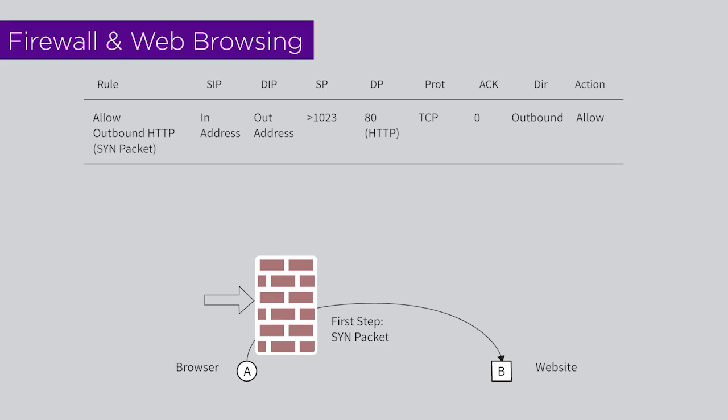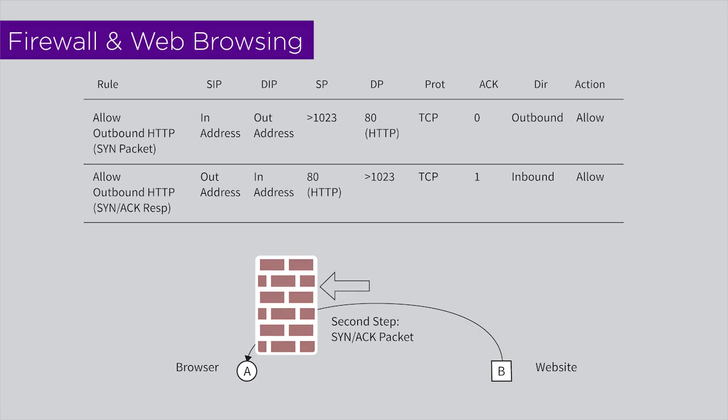Source port greater than 1023, that means it's a client. Destination port 80, protocol TCP. ACK bit 0, right? It's the first one. Direction is outbound, right? And the action is going to be to allow. Okay? Does that make sense? So when I see all of this, I've got outbound going out to a web server. We're good.